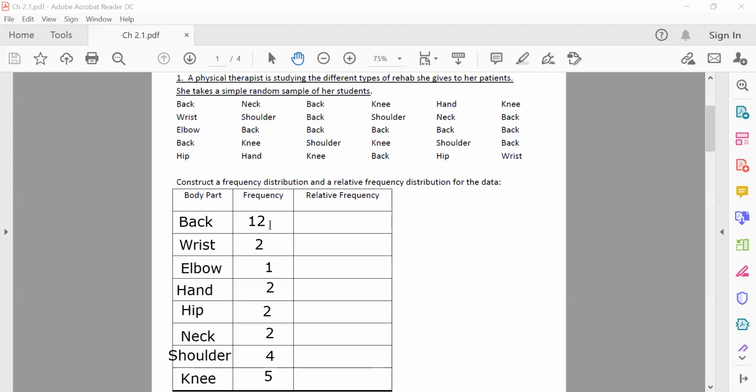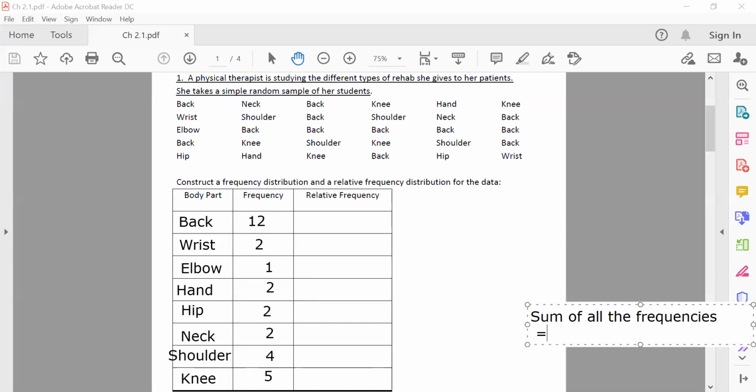Another way we can confirm that is if our numbers here in the frequency column are correct, we can add them up. 12 plus 2, 14, plus 1, 15, 17, 19, 21, 25, and then 30. So yeah, it looks like it's 30. It's a kind of clunky way, but we can basically say the sum of all the frequencies is equal to 30. That's the total number.